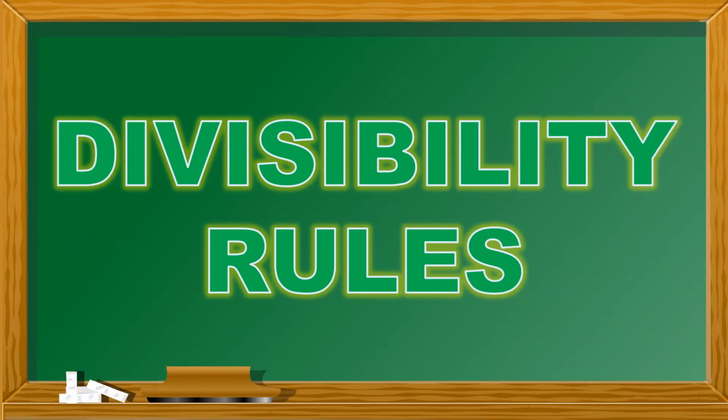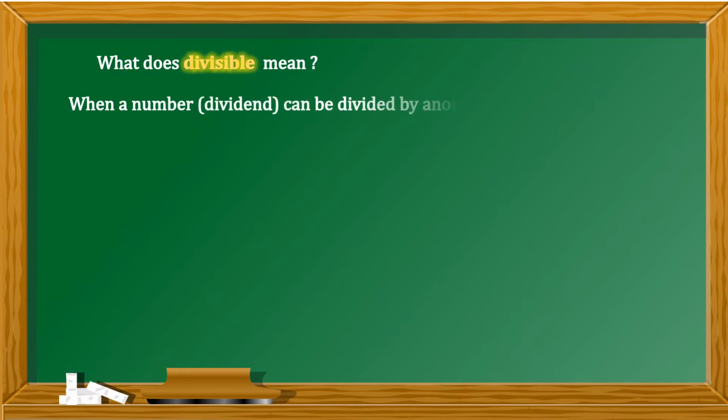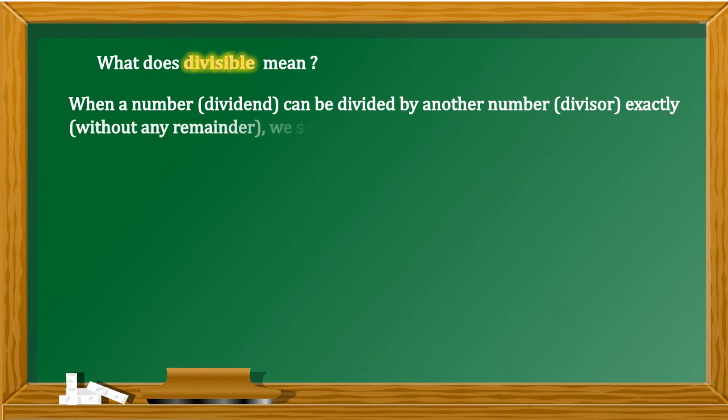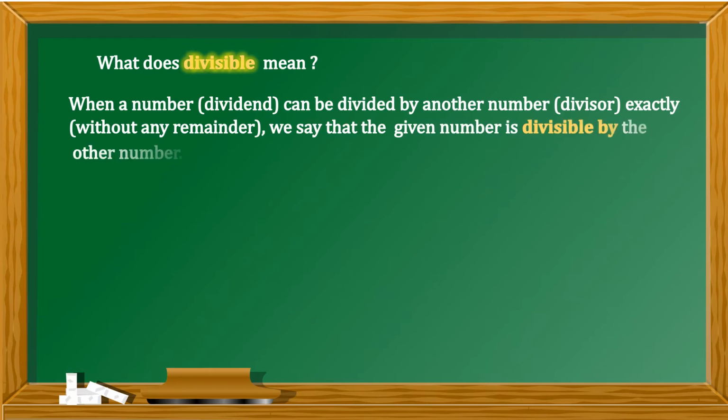Hello children, today we are going to learn about divisibility rules. But first, let us learn what is the meaning of the term divisible. When a number can be divided by another number exactly, that is, without any remainder, we say that the given number is divisible by the other number.